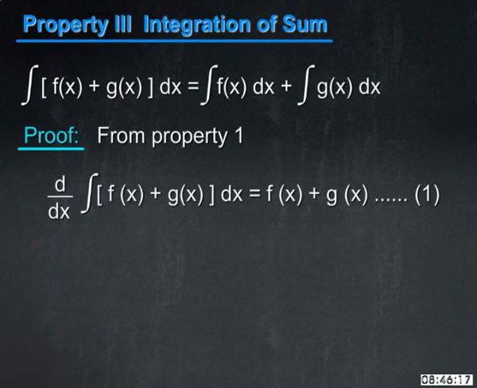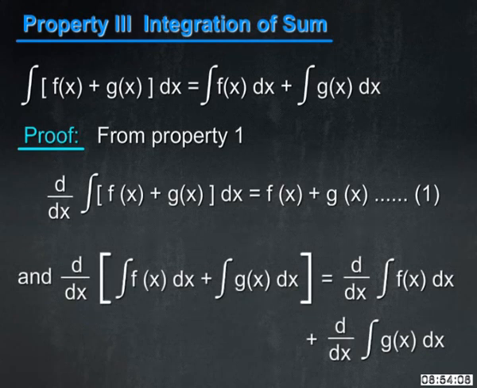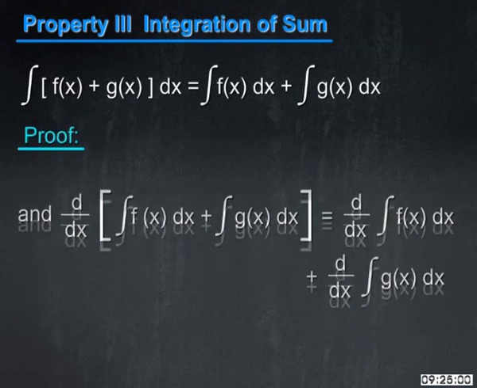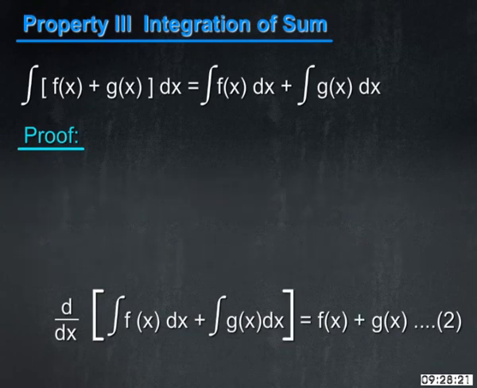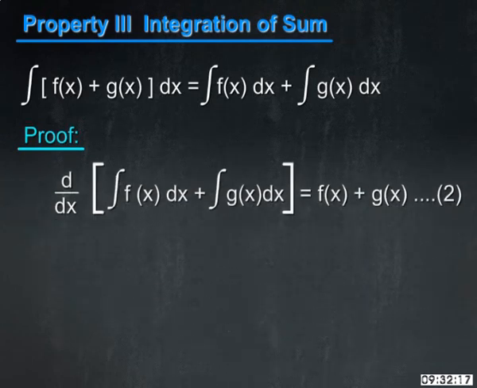Let us take this as equation number 1. And derivative of integral of f of x with respect to x plus integral of g of x with respect to x is equal to derivative of integral of f of x with respect to x plus derivative of integral of g of x with respect to x. That is, derivative of integral of f of x with respect to x plus integral of g of x with respect to x is equal to f of x plus g of x.